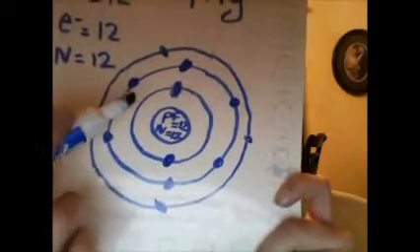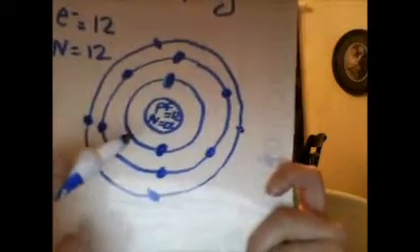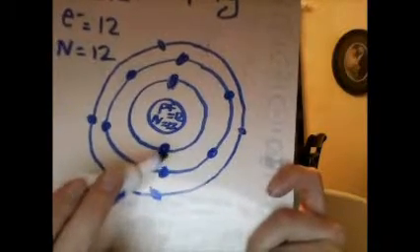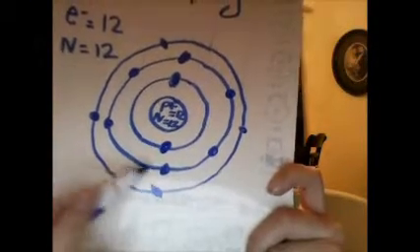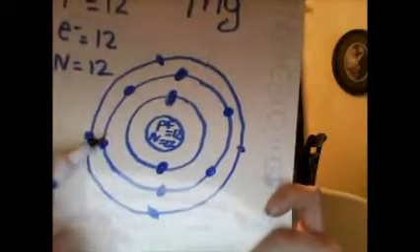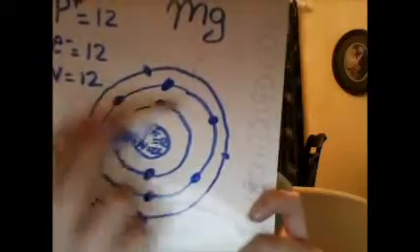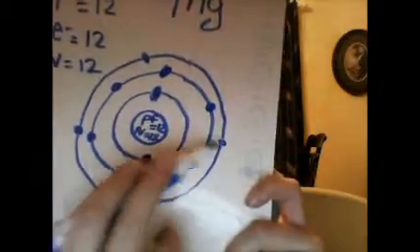1, 2, 3, 4, 5, 6, 7, 8, 9, 10, 11, 12. See, I got all of them on there. That's how you're going to make the model for the atom.